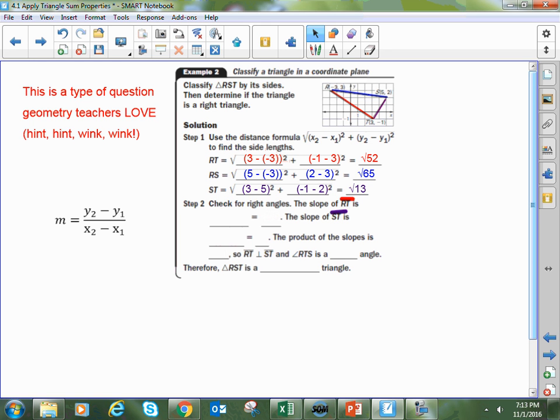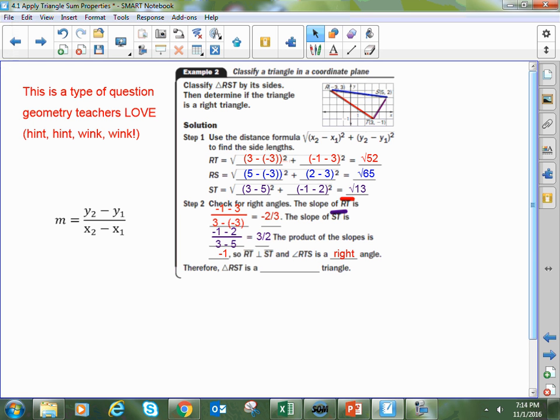So I'm going to find the slope of RT, and I get a slope of negative 2/3. Then I'm going to do the slope of ST, and when I do that one, I get a slope of positive 3/2. Well, those are opposite reciprocals, so that means the product of them is going to be -1. Because the slopes are opposite reciprocals, that's what allows me to justify saying, yes, this is a right triangle.